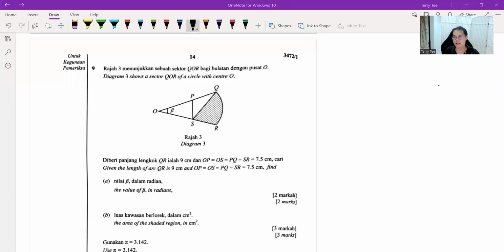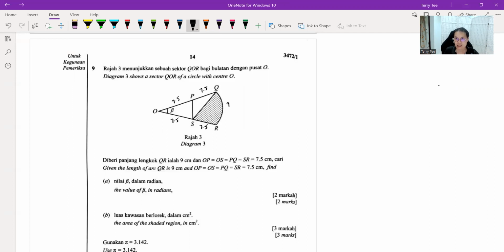Okay, question number 9. This is from form 5, chapter 1, circular measure. Okay, this question is quite simple. You're given OP, and the length of arc QR is 9 cm. OP equals OS equals PQ equals SR. They are all 7.5. Now you're supposed to find the value of beta.